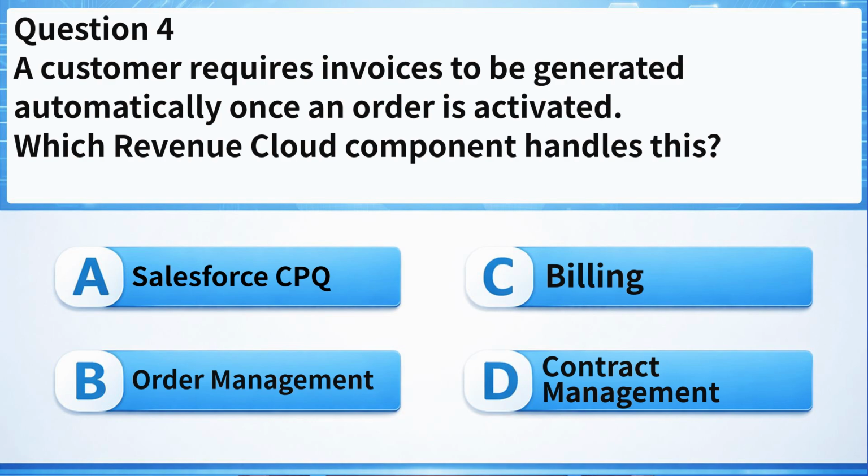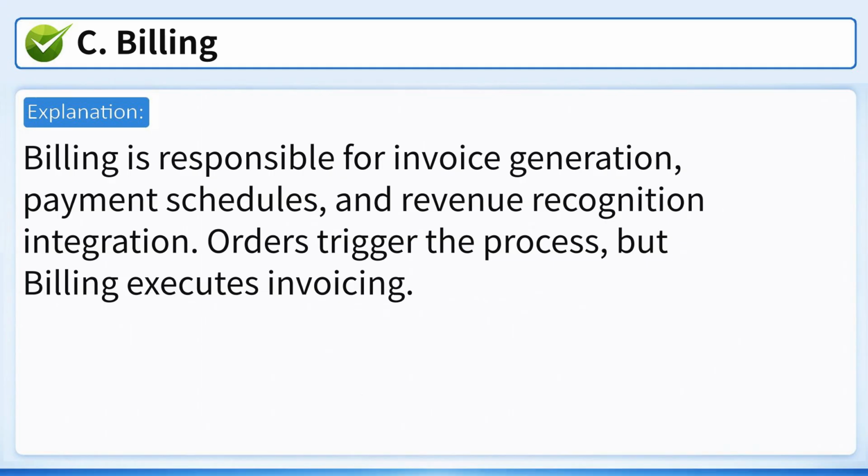Question 4. A customer requires invoices to be generated automatically once an order is activated. Which Revenue Cloud component handles this? A. Salesforce CPQ. B. Order Management. C. Billing. D. Contract Management. Correct answer: C. Billing.